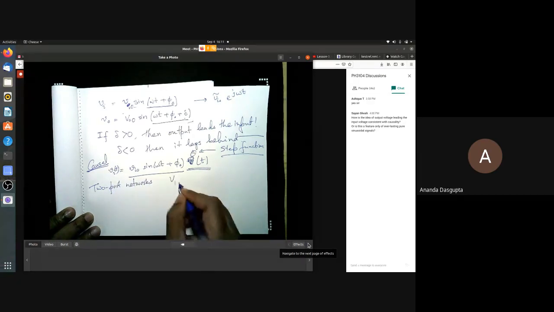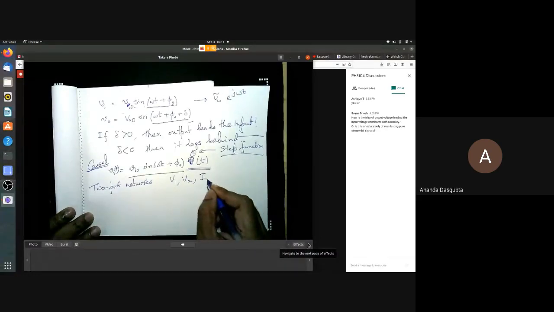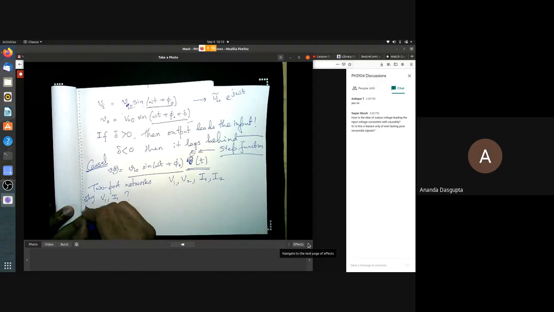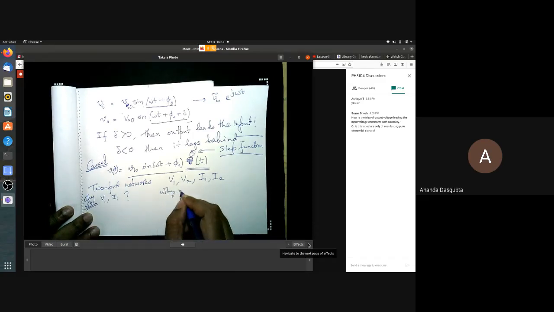We have 4 variables, that is 2 voltages, 2 currents. Now 2 of them are taken to be independent. Which 2 that dictates which particular kind of circuit you are dealing with. So the question that was raised was, why not say V1, I1? Why not 2 input parameters, or why not V2, I2?